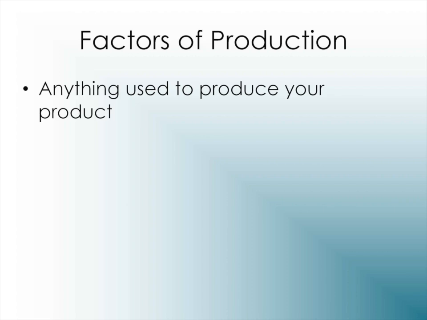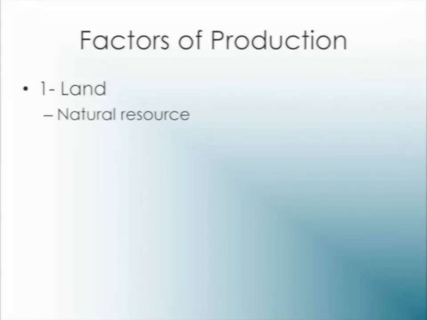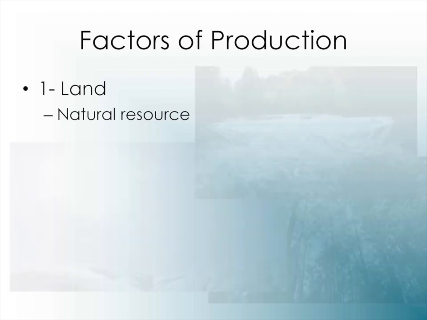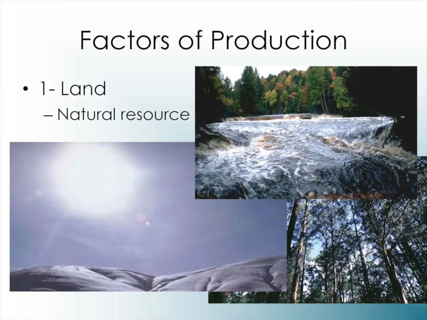The first factor of production is land. And land is any natural resource used to produce goods and services. If you can go out and get it in nature and then use it to make your product, that's going to be land. So examples of land would be trees, sunlight, water. Natural resources found in the ground, iron ore, things like that. That's land. Also, the actual land itself would be considered a natural resource as well.